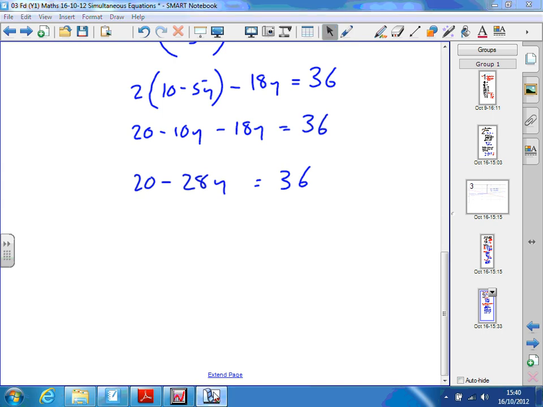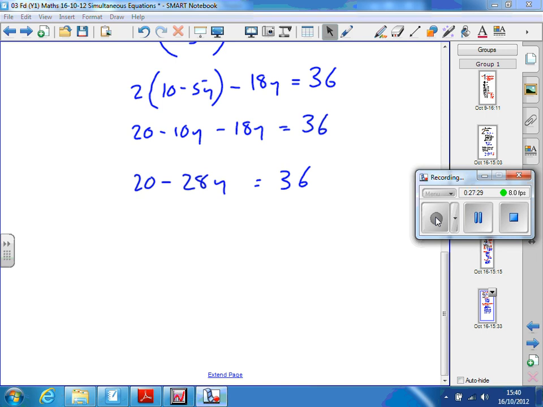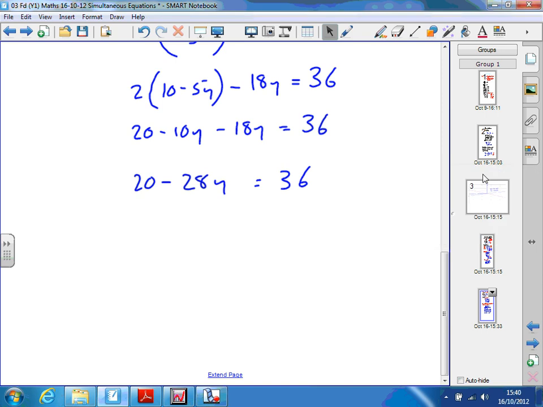Then one of the little tricks at the start: if the thing you're trying to get is negative, add it to both sides. So 20 equals 36 plus 28y. Add 28y to both sides. Then subtract 36 from both sides. So minus 16 equals 28y.